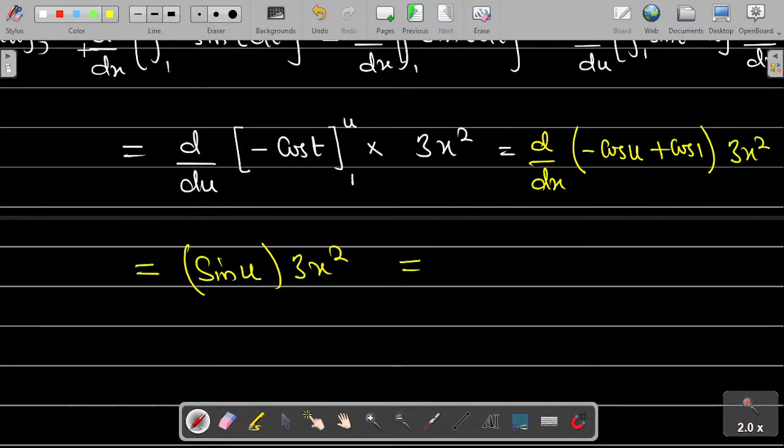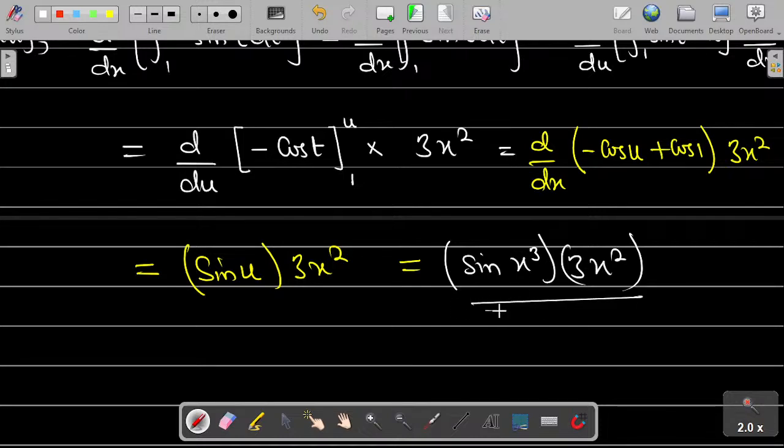You are now expected to bring back your u, because nobody gave you u. We are the ones that introduced that, and our u was actually x raised to the power of 3, so you replace it with that and then multiply by your 3x squared. If you check what you have, you're only expected to fill in here. This was given, so the proper solving will give you sine x cubed, and that is the solution to this problem.